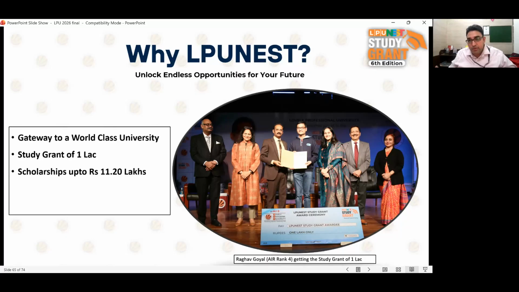Once a scholarship is conferred to you, it will remain the same till the last semester, right? So it will be your achievement. It will be your academic excellence award in terms of the scholarship which you have in each semester. This LPU NEST can give you a study grant as well.